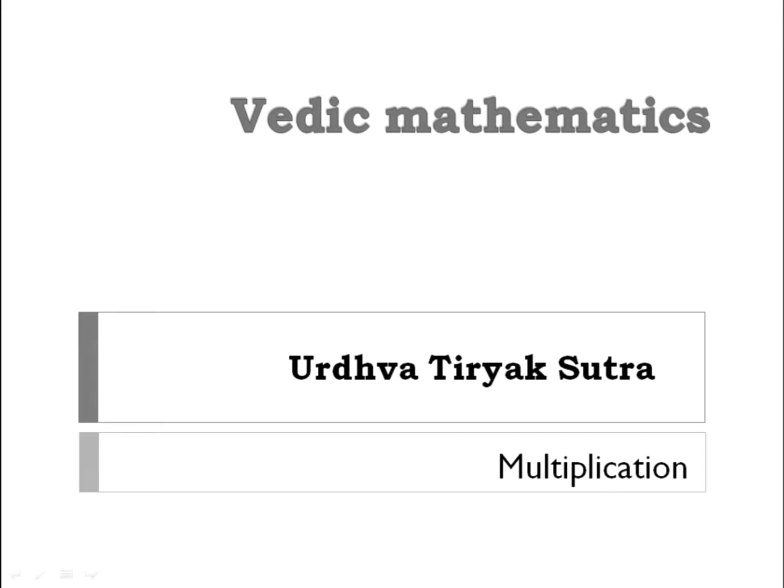Multiplication. So Urdhva means vertical and tiryak means crosswise. This indicates we are going to multiply vertically and crosswise. The applications of this sutra will be seen again and again. We'll take up some examples to understand the multiplication in general.